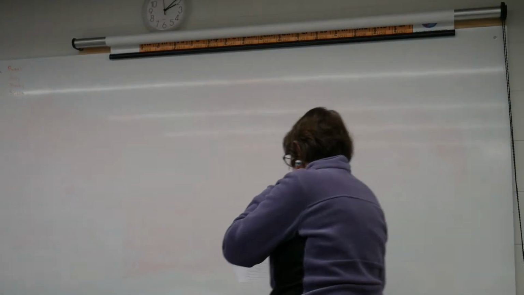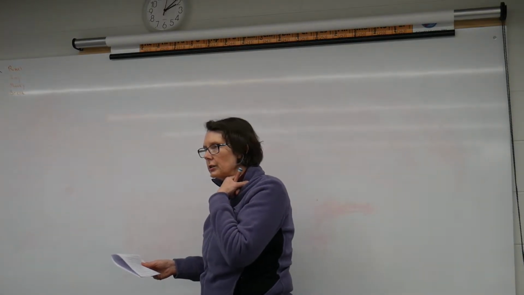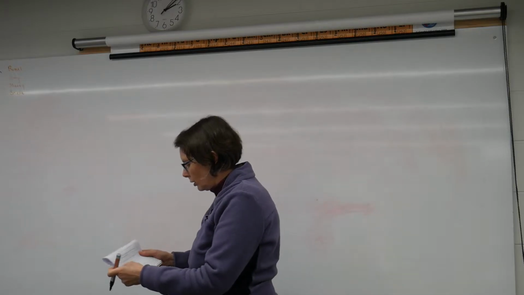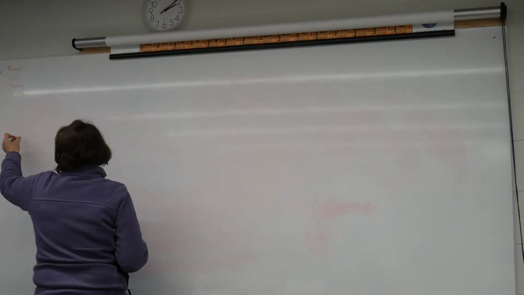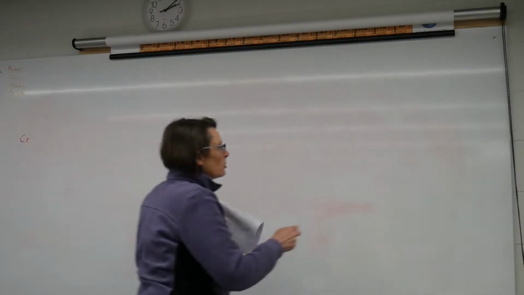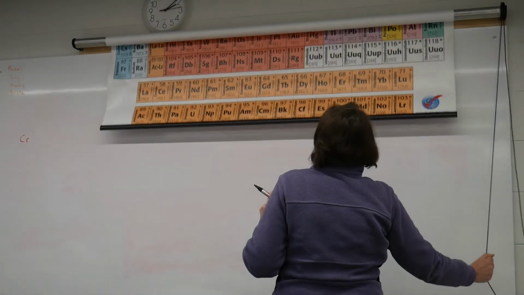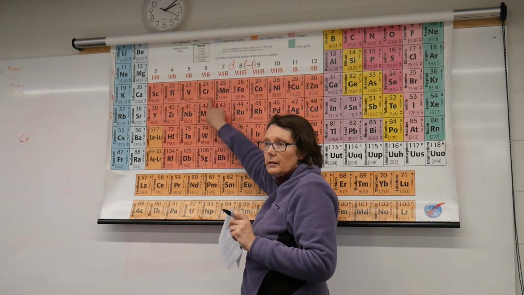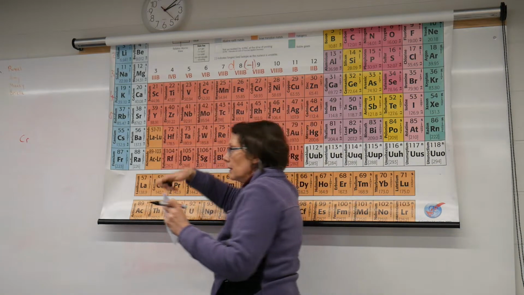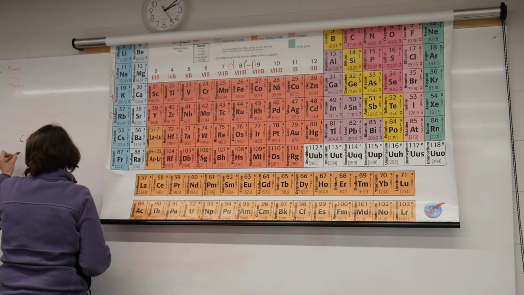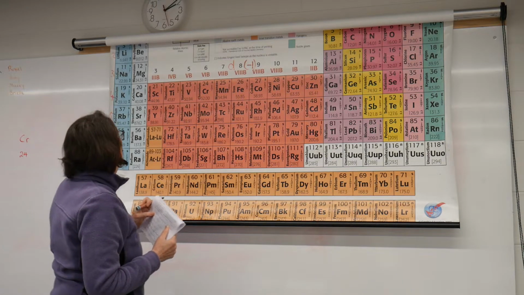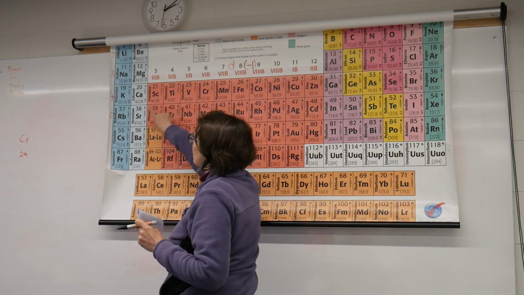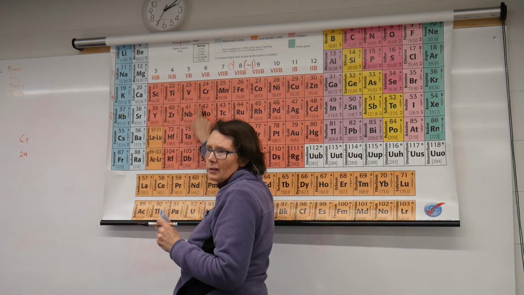Now, there are some configurations that are not what you might expect. And I want to talk about some, and the example might be chromium. So if I look up chromium on my periodic table, you can see it's here. It's an atomic number of 24. And I can see that it's going to have 4s2 and 3d4 is what I would think, isn't it?